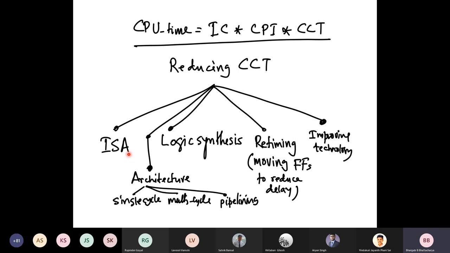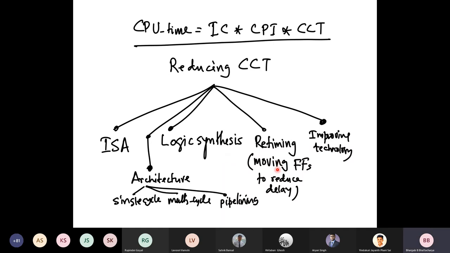So, for example, in order to execute a floating point instruction, we need a longer time. It depends on the architecture, whether it is a single cycle, multi-cycle, or pipelining. We will discuss that later. Logic synthesis, how do we design the hardware below it? And that determines the critical delay.